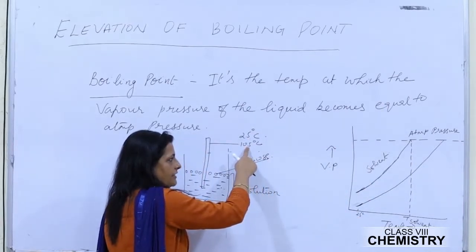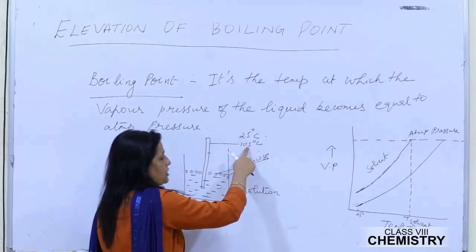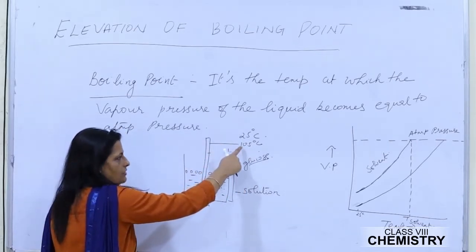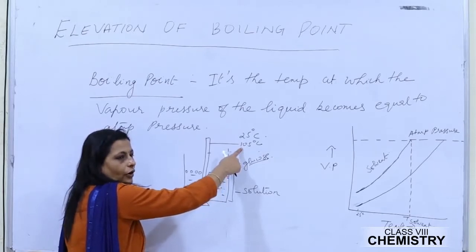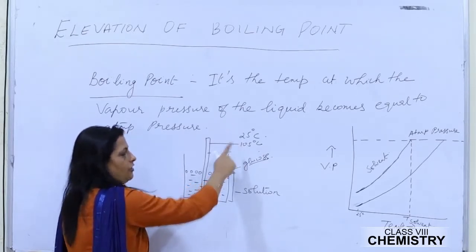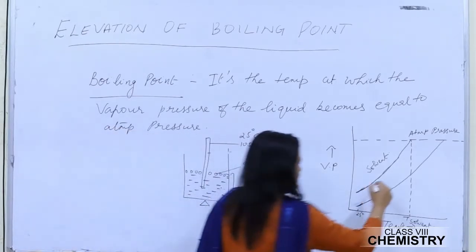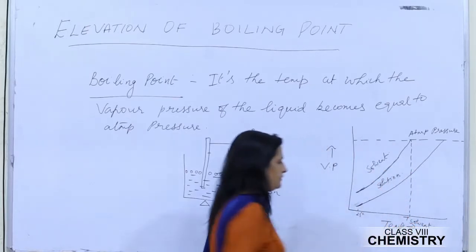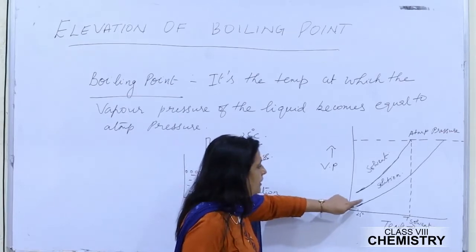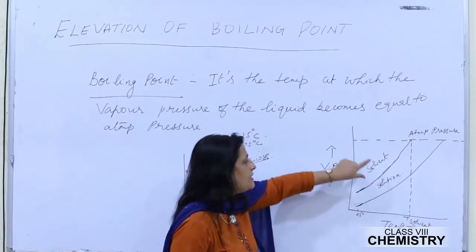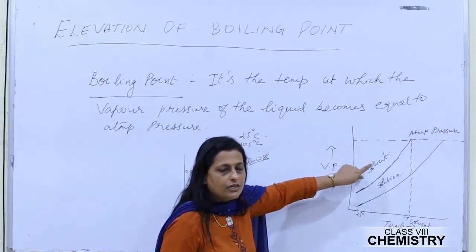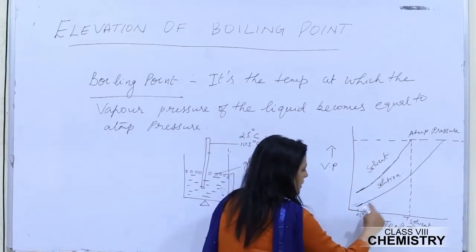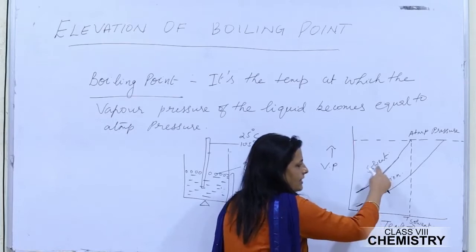It starts increasing and it reaches a maximum value, say 105 degrees C. At 105 degrees C, the vapor pressure of the solution becomes equal to what? Atmospheric pressure. So this represents what? The boiling point of the solution. What do you observe here? When you see both the graphs, what do you observe? The vapor pressure of the solution is less than the vapor pressure of what? Solvent.